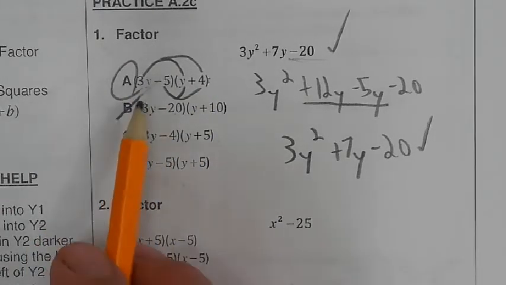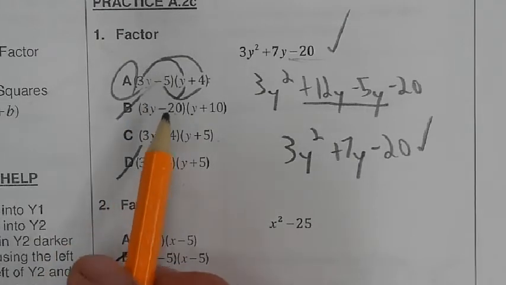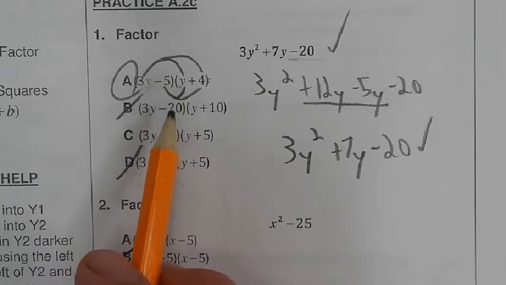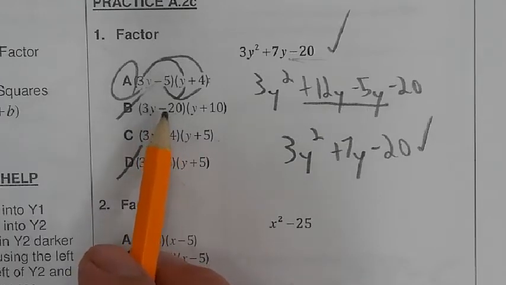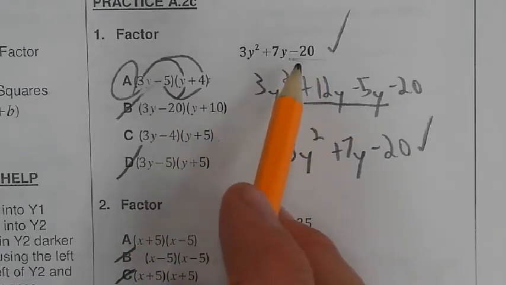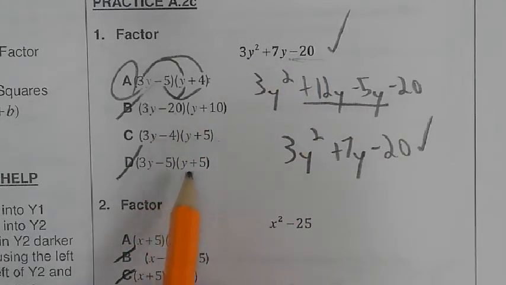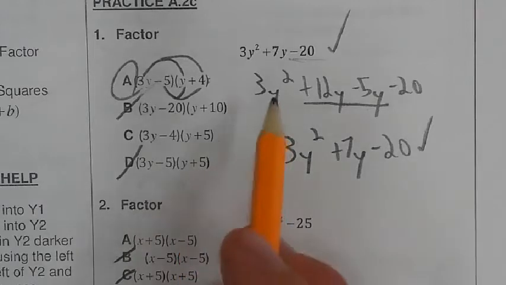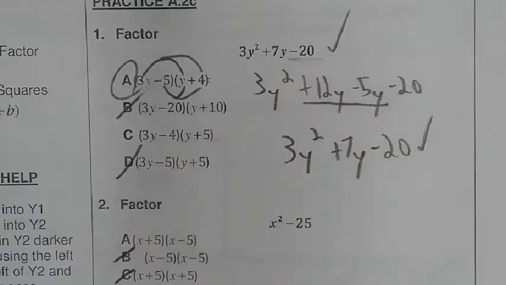The reason I marked out B and D is think about the numbers, because we know the L stands for last. So I looked at all these last ones: negative 20 times 10, well, that'd be negative 200, so I know that's not right. Negative 5 times 5, that'd be negative 25, so I know that's not right. If y'all do process of elimination on this, it will make your job a lot easier. So then I knew it had to be A or C, and it did work out for A.